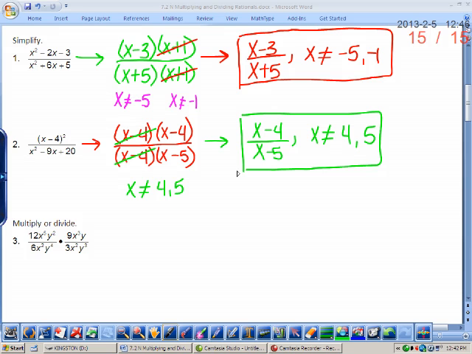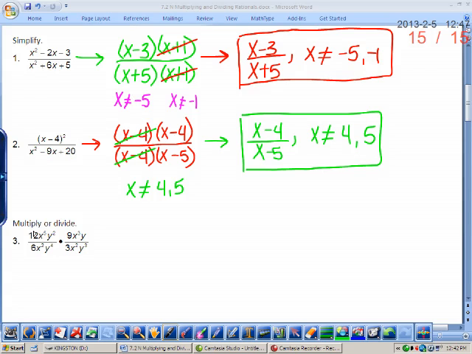All right. Look at number 3. Notice in number 3, we don't have trinomials being added or subtracted. We just have a bunch of factors. Everything is being multiplied together. So these work just as we've seen them work in the past. We can simplify and multiply.